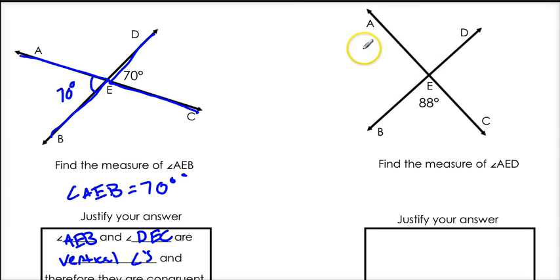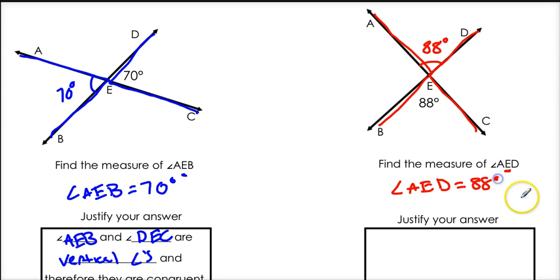Let's try this again. We want to find AED, the measure of AED. So E is our vertex. We go AED. Here's our angle. Once again, if you look here, you have two lines that intersect. These two angles are across from each other. So if this is 88, we know this is 88 as well. All right. So angle AED is equal to 88 degrees.